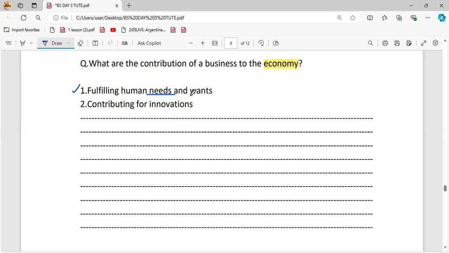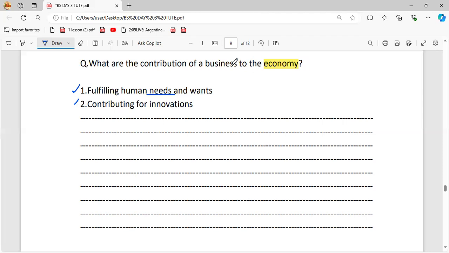Did you understand? Then what is the second one? Contributing to innovations. For example, for the US economy, because of the innovations of Elon Musk, there are so many positive effects. That means it can earn a very good income. Am I clear? It can generate a higher profit for the country.